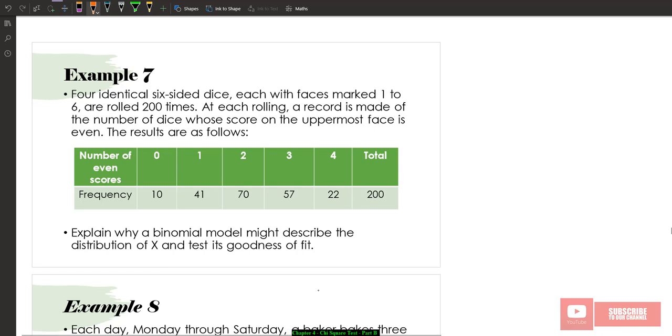So we have 200 rolls of the dice. Explain why a binomial model might describe the distribution of x and test the goodness of fit. This step is also the same as example number 6. So I'm not going to go through example number 7 because I would be repeating the same procedure.